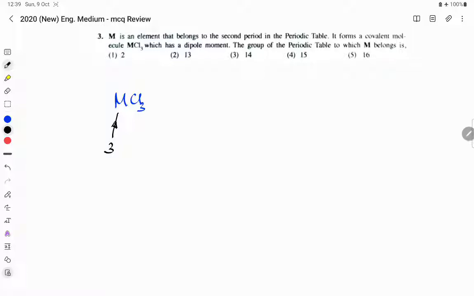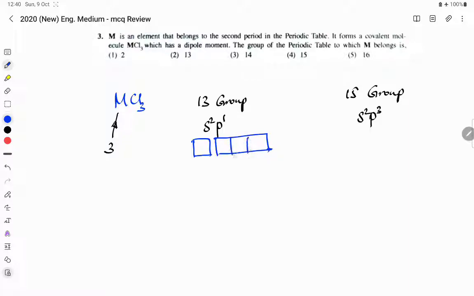So that means it belongs to either the 13th group or the 15th group, because when we look at the common electronic configuration, it will be s2p1 for group 13, s2p3 for group 15. So s has 2 electrons, p has only 1 electron here. Here p has 3 electrons.